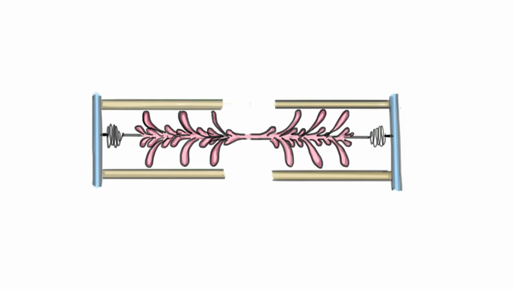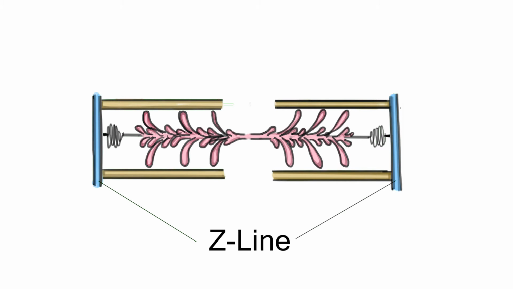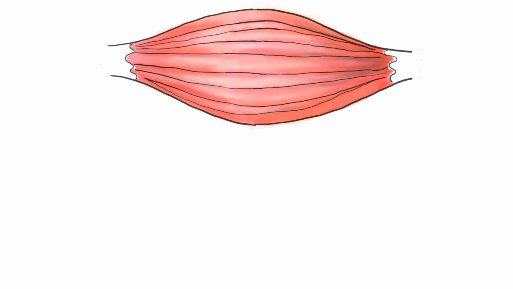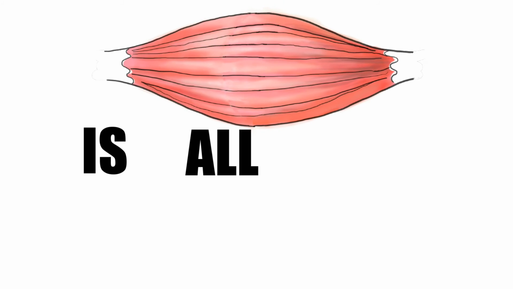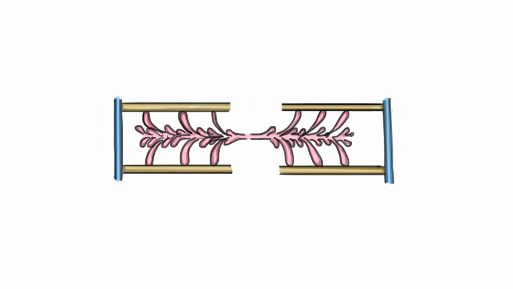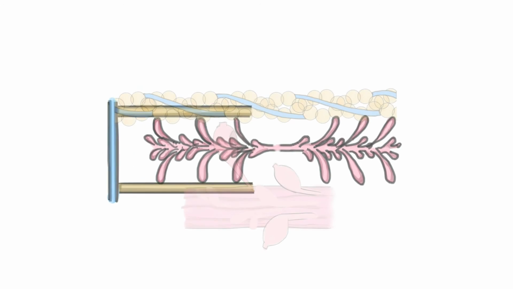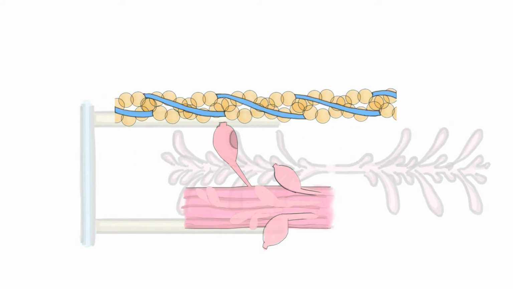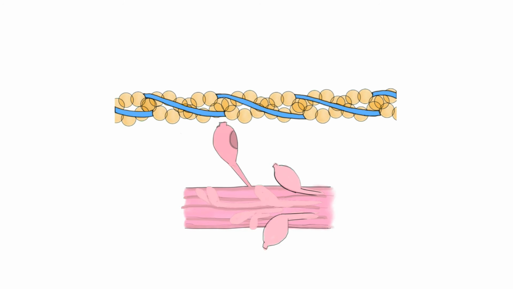Each sarcomere is separated by what's known as a Z-line at either end. A muscle contracting is all about sarcomeres contracting, bringing those Z-lines closer together. When your muscle cells are at rest, your actin and myosin strands don't touch, but they really want to. Specifically, that club-headed myosin wants to get all up close and personal with the actin.